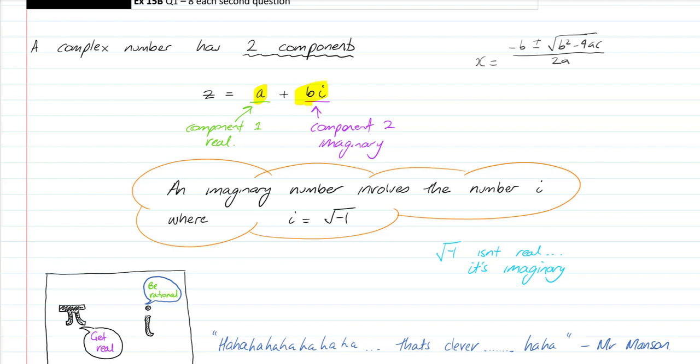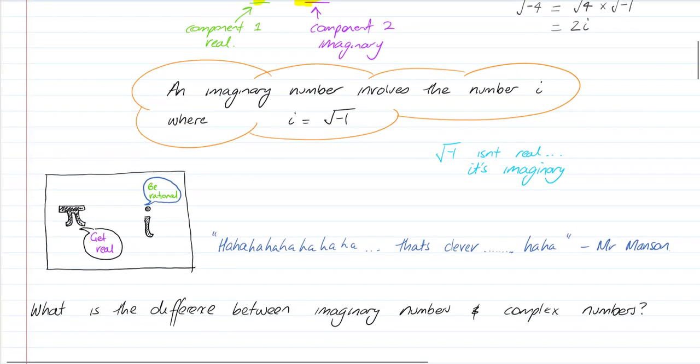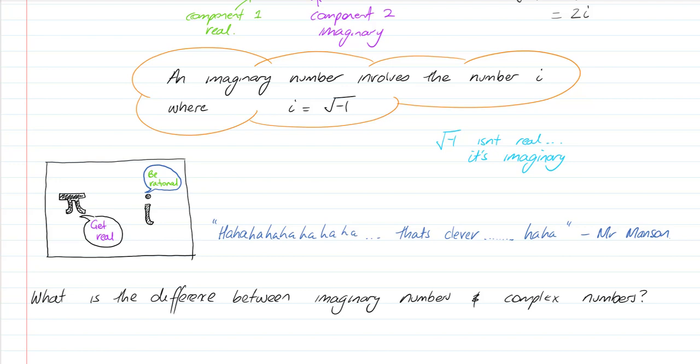So i is equal to the square root of -1. And if we want to calculate the square root of -2, well, actually, -2 is not a good idea. Let's do -4. And you know your surds, that becomes the square root of 4 times the square root of -1, which is 2i. So that's where that i comes in. Now, the square root of -1 isn't real, it's imaginary. That's a big thing that you need to remember.